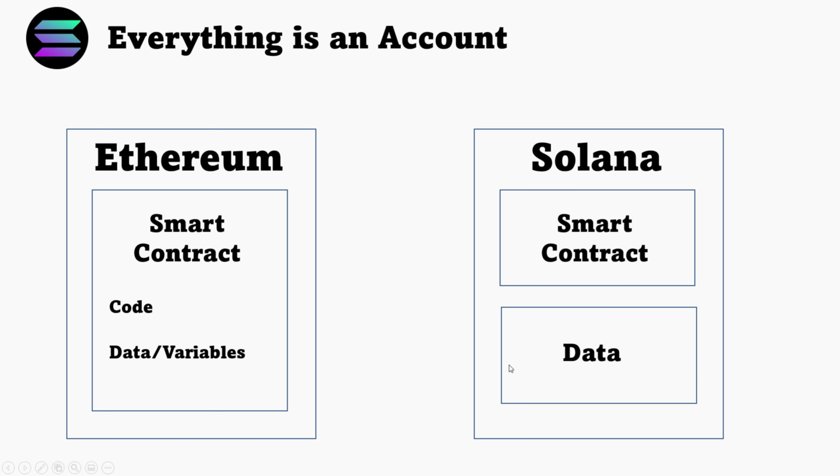So as I said, everything is an account in Solana. You can think of accounts as a little cloud of data that stores information for you in the blockchain. You can have one super giant account that stores all the information that you need, or you can have many little accounts that store more granular information.